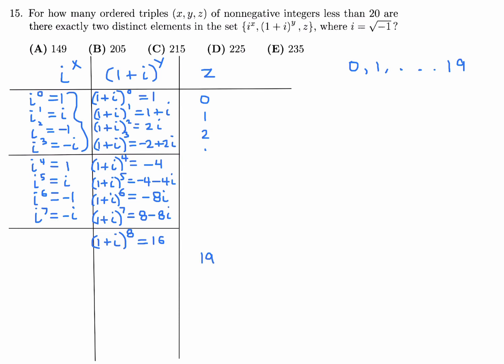Okay? So now, let's talk about making a set that has 2 distinct elements. So what are the possible choices we can have for x, y, and z?